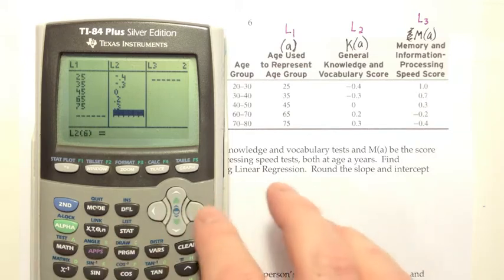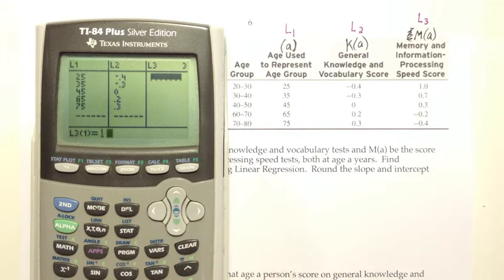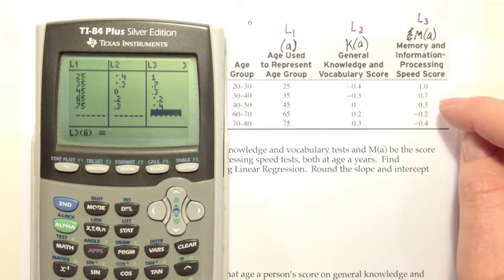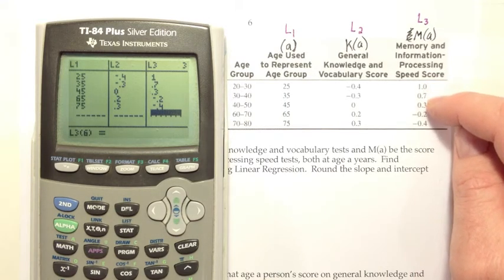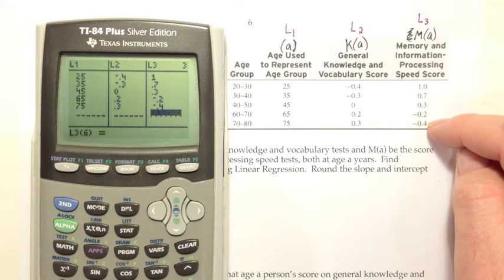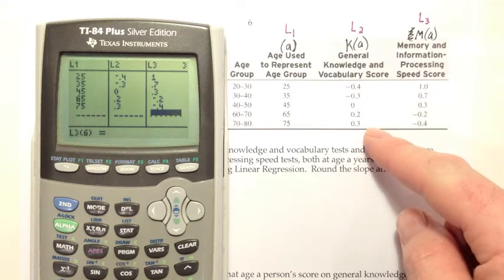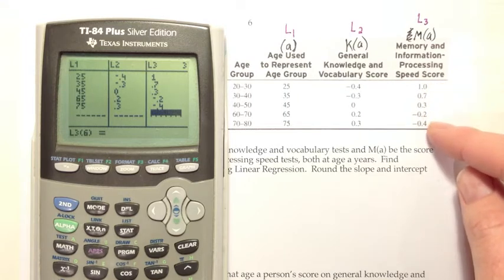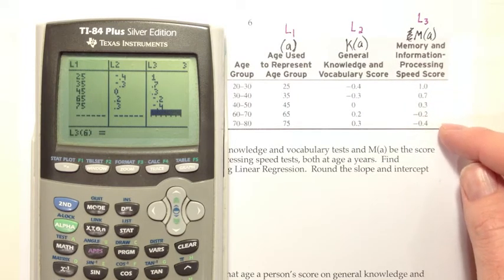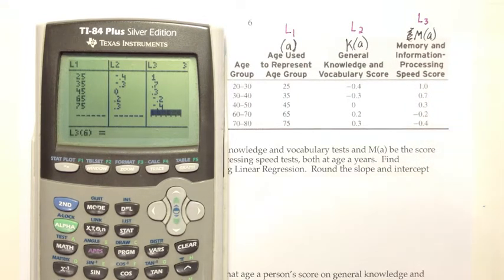Now let's look at the memory and information processing. So we have 1, 0.7, 0.3, negative 0.2, and negative 0.4. So we've got a similar thing going on here, but it's the opposite. The positive scores are for the younger people, and the negative scores are for the older ones. So apparently as we get older, we tend to know more but have a harder time remembering it or pulling it out of our brain, maybe because it's getting so crowded in there.